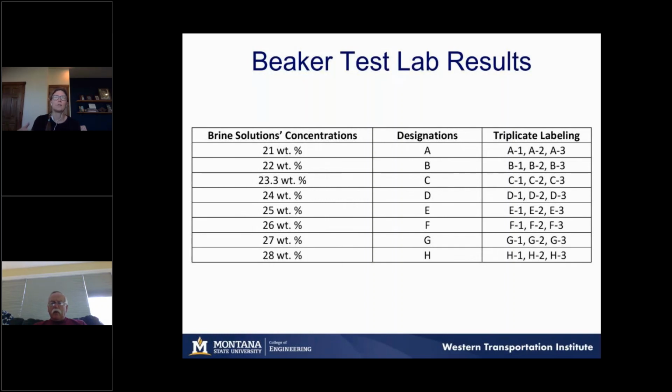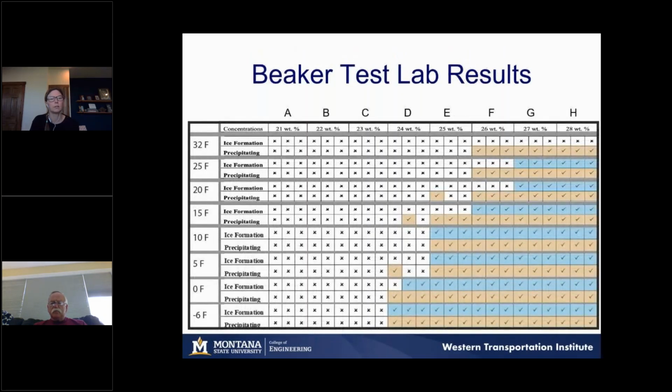And this is important as you read through the report and as you look through pictures, so you can quickly identify what sample you're looking at. So a summary of the results is presented here. And you can see on the vertical axes on the left, you have your temperature in Fahrenheit. And then on the horizontal axes at the top, you have your salt concentration and the designated label of A through H for each group of beakers.